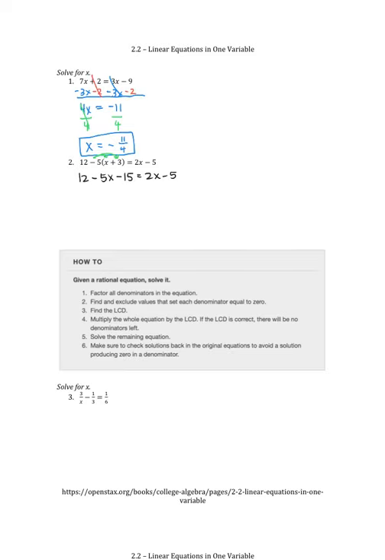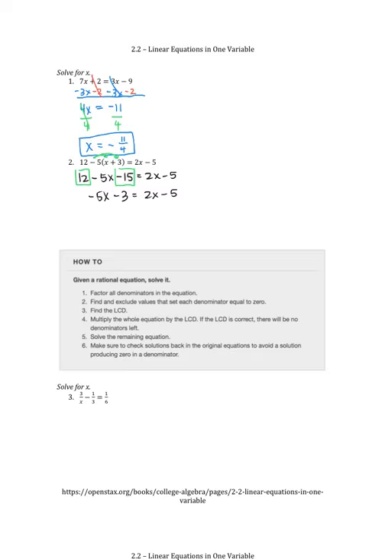Now what you want to do is combine any like terms on each side of the equal sign separately. On the left-hand side, I have 12 and I have a negative 15. Since both of those are constant terms, I can combine those together. So I'm going to have negative 5x, and 12 minus 15 is negative 3. Bring down the stuff on the other side.